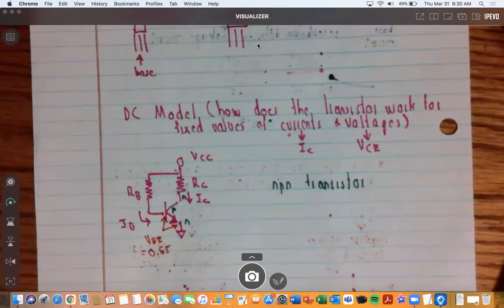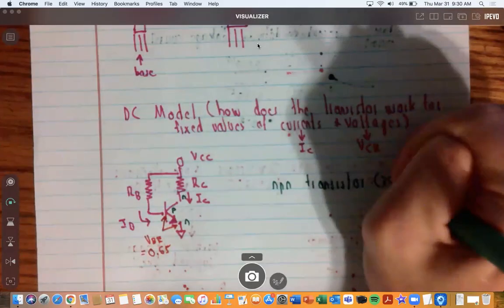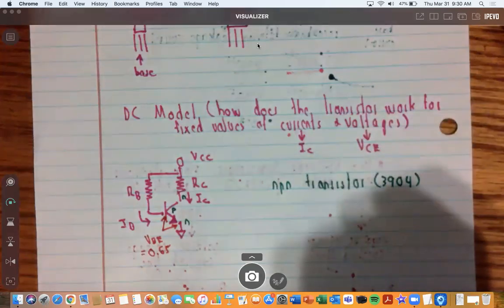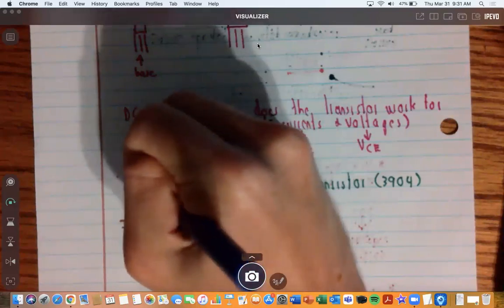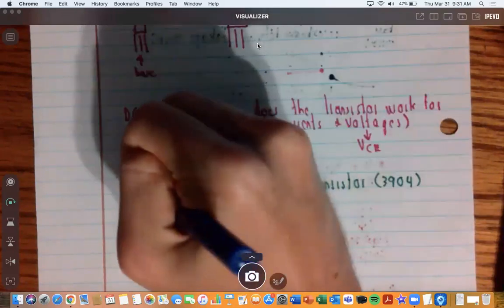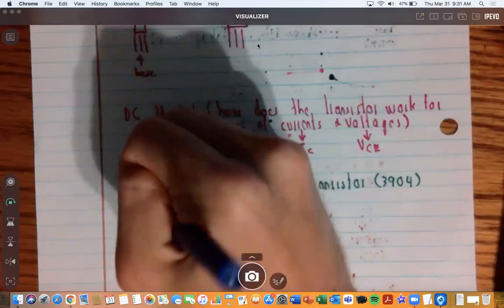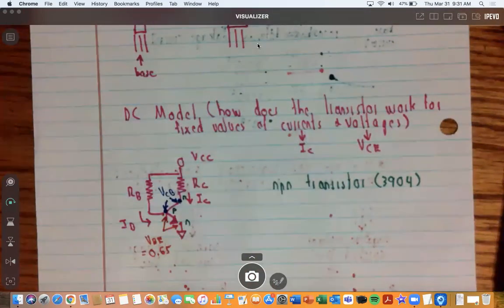The most common NPN one you work with is the 3904, so I'm just going to write that over here. That's the typical one that we see in the labs a lot. And now that we talked about those two, we have the voltage between the collector with respect to the base. What points does that reference? VCB is going to be from the collector terminal with reference to the base. This is what VCB refers to, the voltage between these two points here.